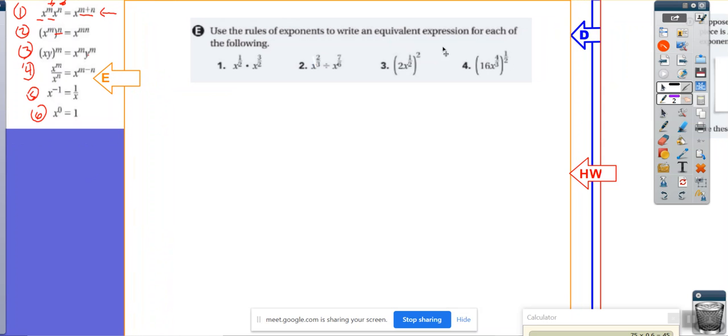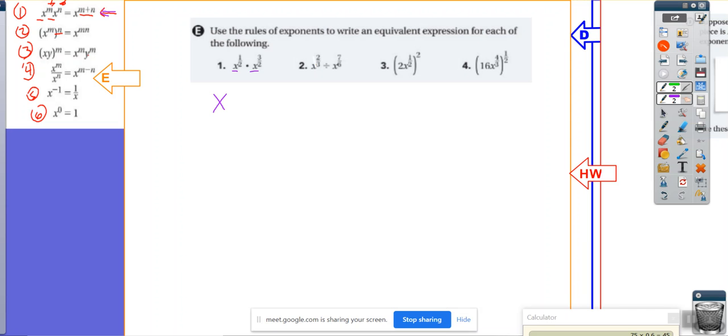All right. So for question E1, which rule of exponent looks the most like the one that we currently have? Well, I notice that I have bases that are exactly the same and exponents that are different. And we're multiplying the bases that are the same. Well, that looks like rule number 1. And in that case, we're going to add the exponents.